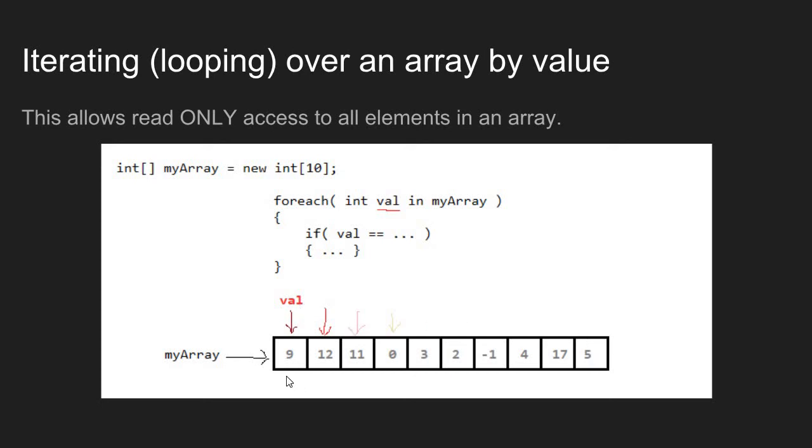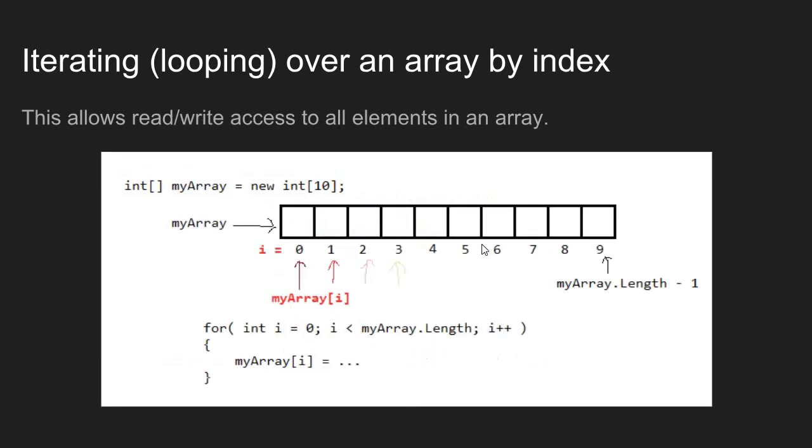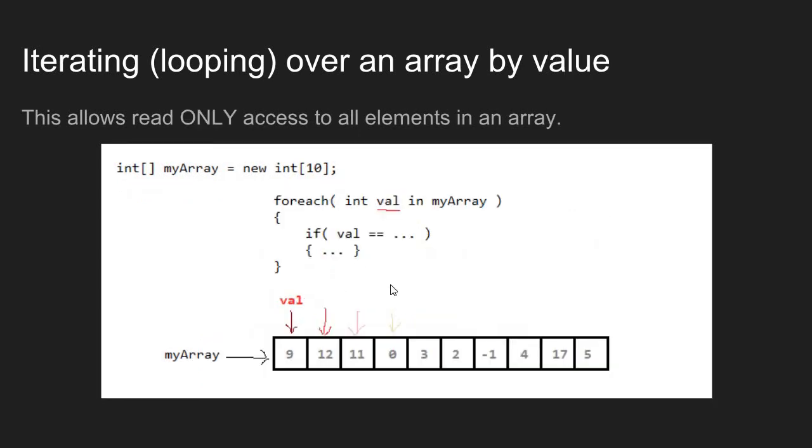But because we are not grabbing the index, I cannot change this val. I can't say val is equal to 10 because the value is 9. I can't assign one value to another. When we iterated by index, I'll go back a second. When we iterate by index, we are grabbing the location. So we can assign a new value to the location or test the current value in the location. But when we iterate by value, we can just read the raw value.